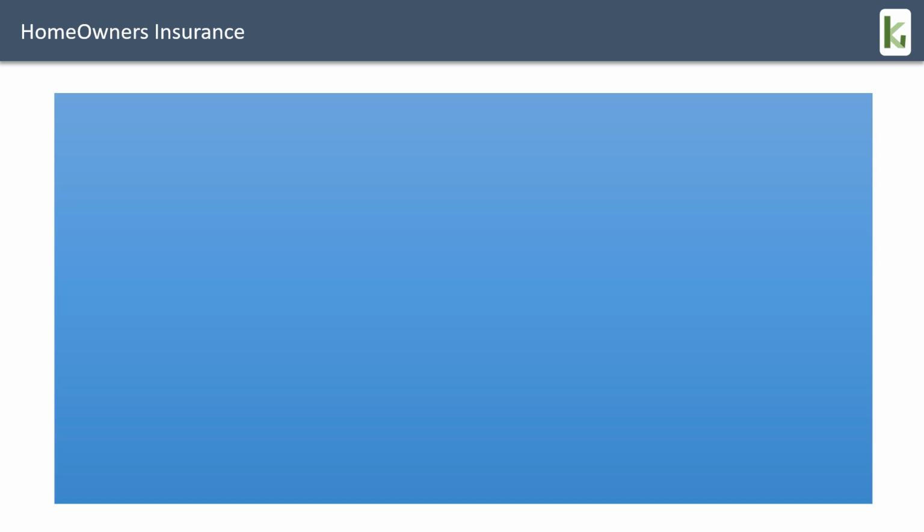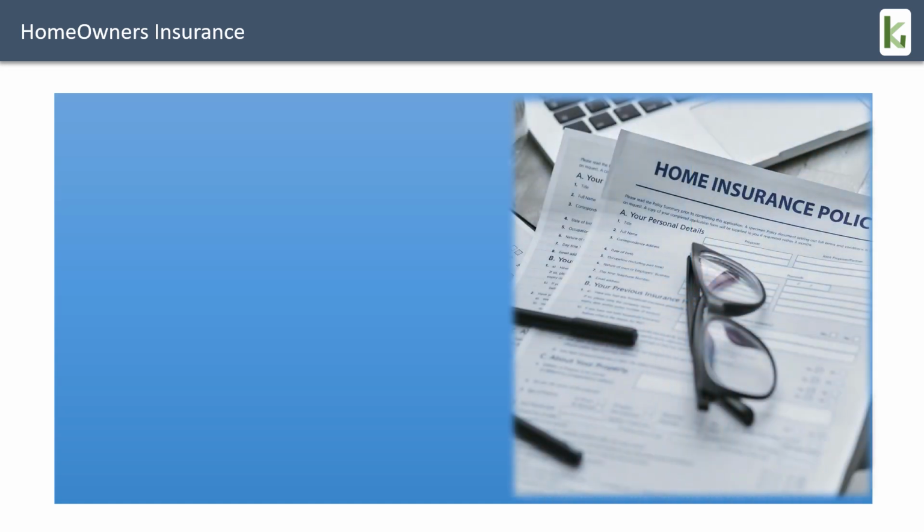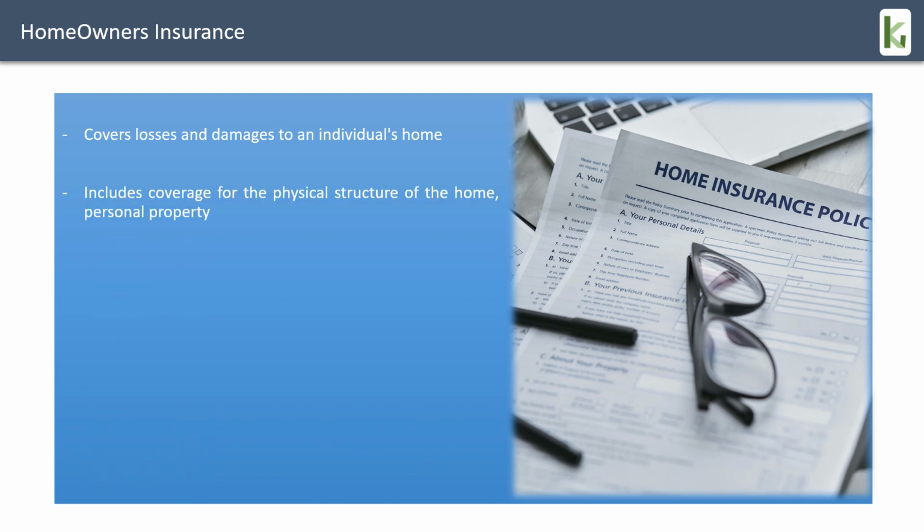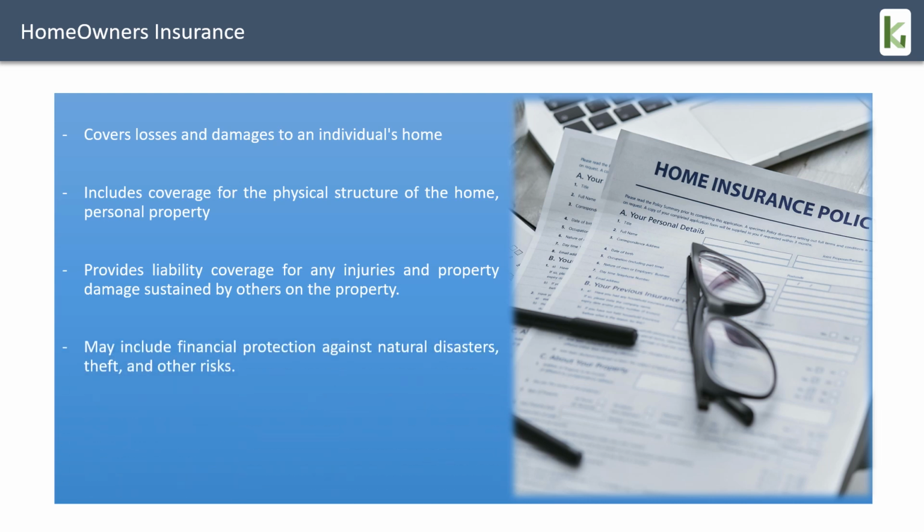What is home insurance? Home insurance is a type of property insurance that covers a private residence. It covers losses and damages to an individual's home. It typically includes coverage for the physical structure of the home, personal property. It also includes liability for any injuries and property damage sustained by the others on the property. It may also provide financial protection against natural disasters, theft, and other risks.